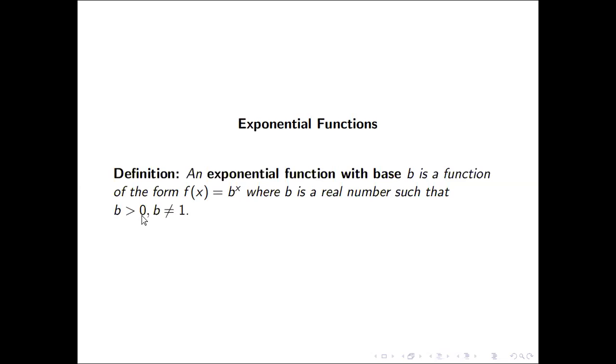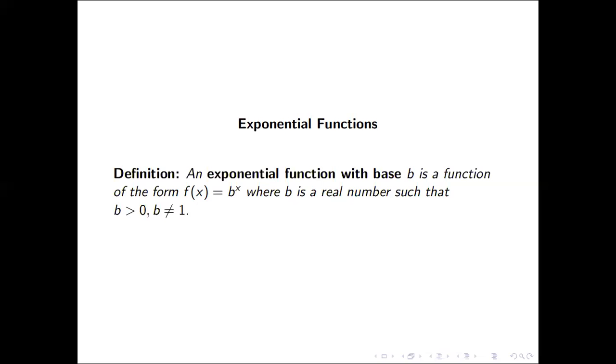We also exclude b equals 1. Why? Because if this is 1, then 1 to the x is always 1, and thus, instead of being exponential, technically, it will be a constant function, which we have discussed before. So again, it's a function of the form f of x equals b to the x.